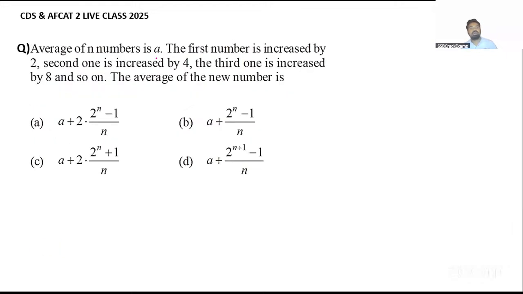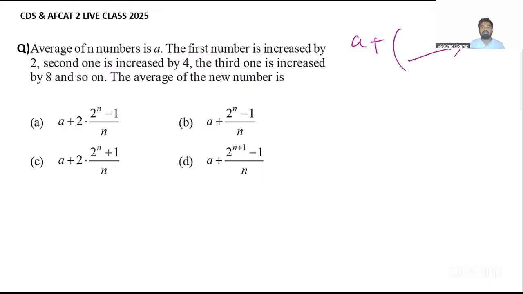Next. The average of n numbers is A. The first number is increased by 2, the second number increased by 4, the third number increased by 8, and so on. The average of the new numbers is? See, the average of n numbers is A, so that will remain A only. Whatever extra will come, we will see that.